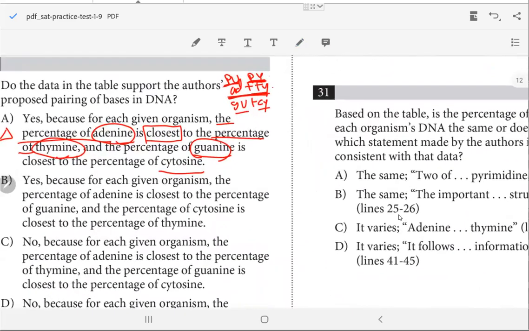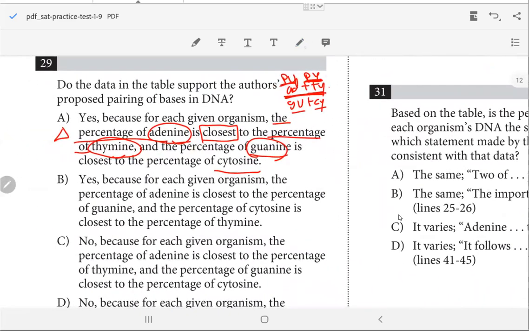Yeah, let me make it a little bit bigger. Question 29. So I think A is very strong. B: yes, because for each given organism, the percentage of adenine is closest to the percentage of guanine. This is not true. This content is wrong because adenine is closest to thymine, as we checked in the table. So it's wrong information. So B is out.